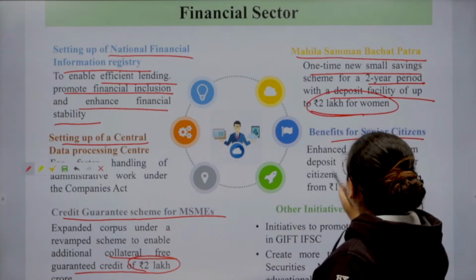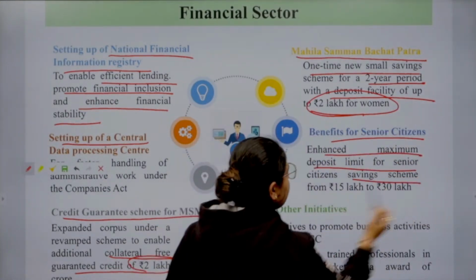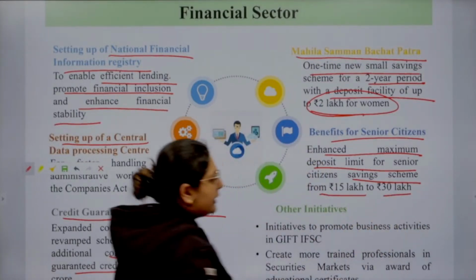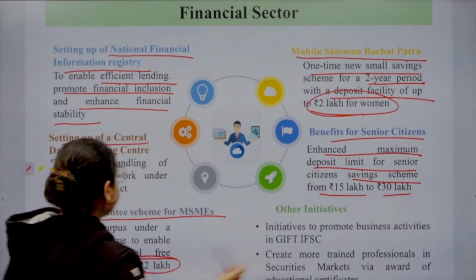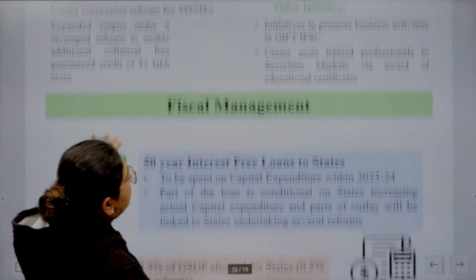Benefits for senior citizens: the enhanced maximum deposit limit for the senior citizen savings scheme has gone up from 15 lakh to 30 lakh, and there are yet several other initiatives launched under the financial sector, right?